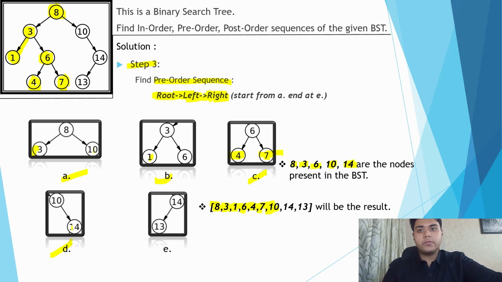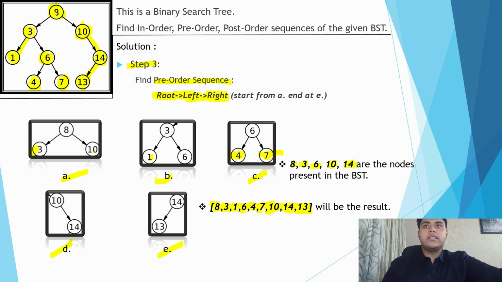Then right, which is 14, but 14 is a node, so we'll go to the image of 14, which is E. Now E will follow the same pre-order sequence: root, left, right. 14 is the root, so we wrote 14. Left is 13. On the right, there's no right. So we got all the right elements as well in the entire tree.